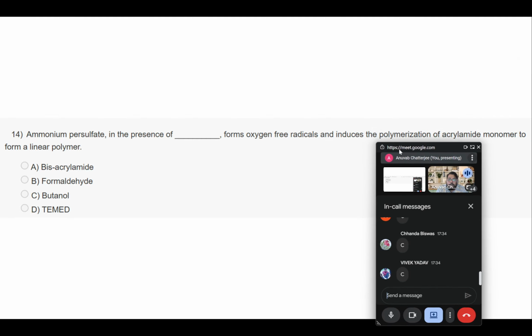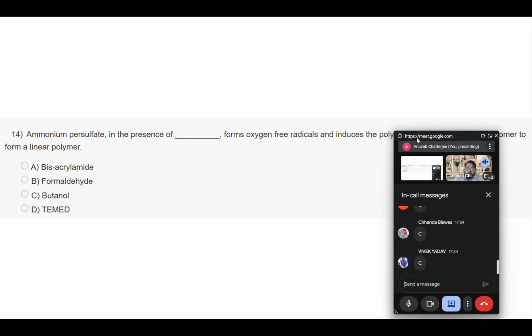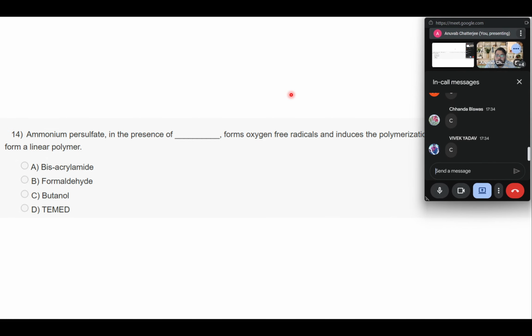Next question. Ammonium persulfate in the presence of blank forms oxygen-free radicals and induces polymerization of acrylamide monomer to form a linear polymer. So in the presence of what does ammonium persulfate initiate the polymerization reaction? Bisacrylamide, formaldehyde, butanol, or TEMED?